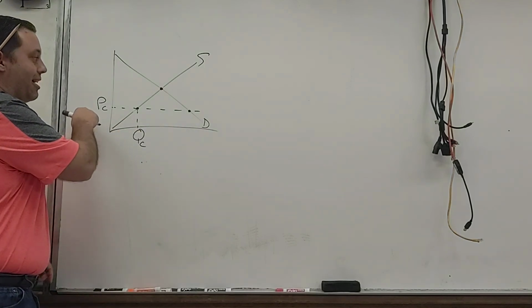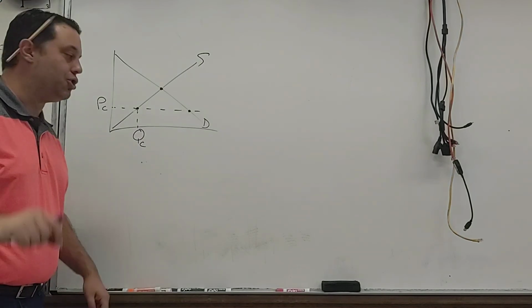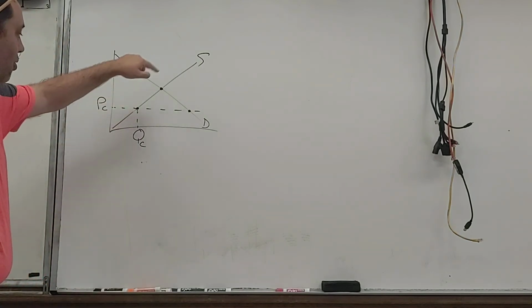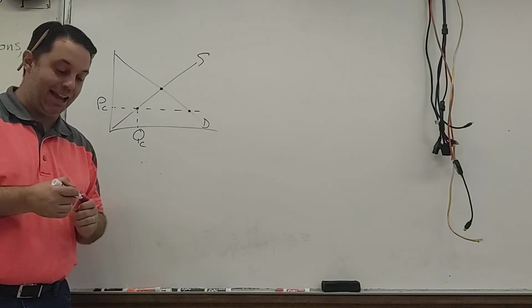So if you've got the price ceiling below equilibrium, and the quantity that's consumed at this point right here on the supply curve, that's an additional 2 points. Now we've got 10 out of 10.